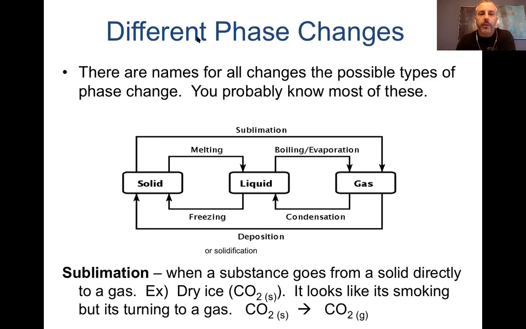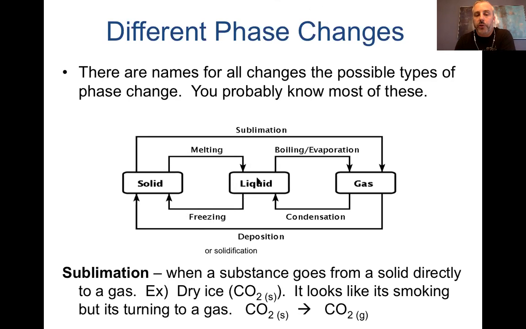So starting with the most simple one that you probably already know, when you go from a solid to a liquid, that's called melting. Think about a solid piece of ice, and you leave it on your counter, and you come back, and now it's liquid. We say it is melted. The reverse of that, if you put water into your freezer, you come back, it's made ice cubes. It's gone from a liquid to a solid, and we call that freezing.